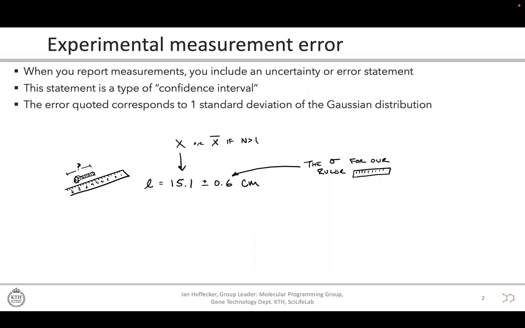So for example, let's say we're looking at this bolt here. We're measuring the length with a ruler, and we want to report the length that we measured. We get 15.1. And the ruler we know has a Gaussian standard deviation, or a Gaussian error, of 0.6 centimeters. So we would report that the length is 15.1 plus or minus 0.6 centimeters.